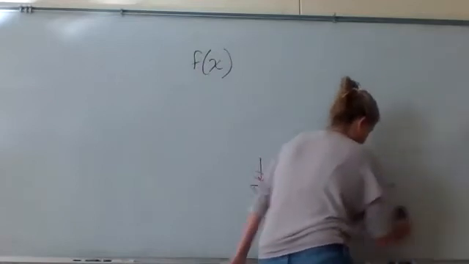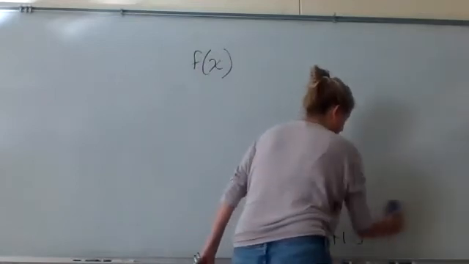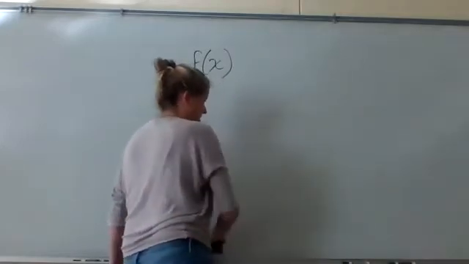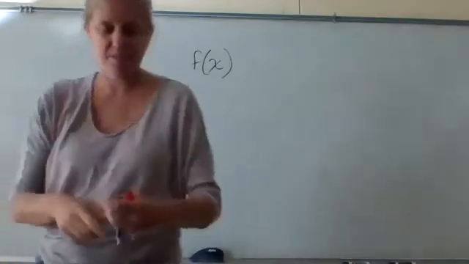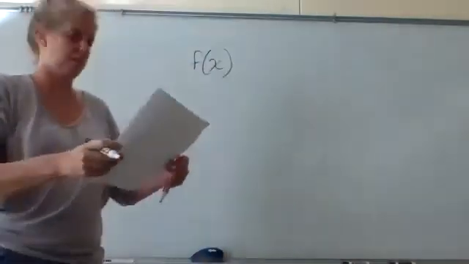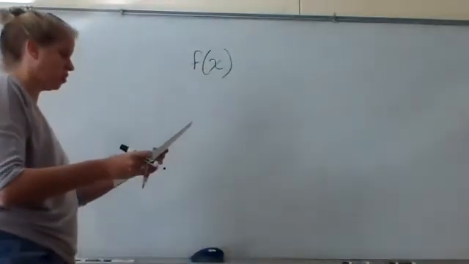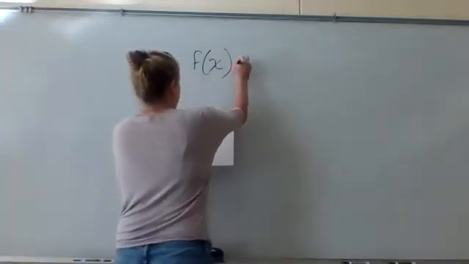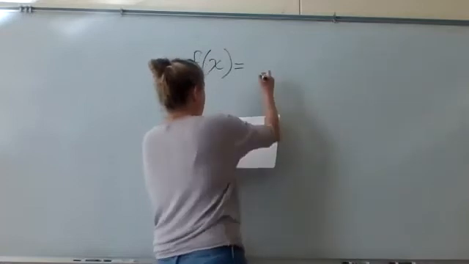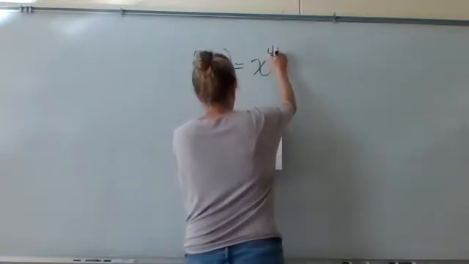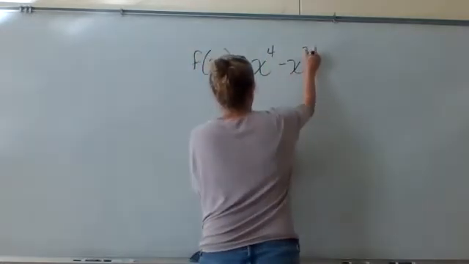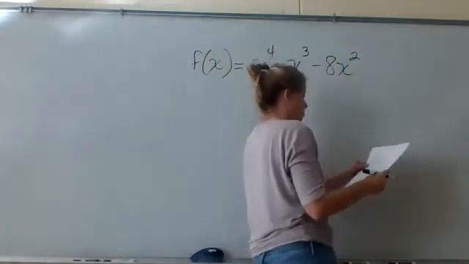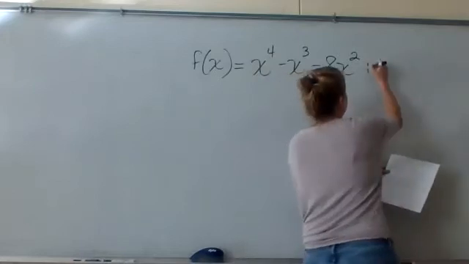Number 2. There's only 5 of these in this section, and they're all the same type of problem. Number 2 says find f of 3 when f of x equals x to the fourth minus x to the third minus 8x squared plus 42x minus 29.